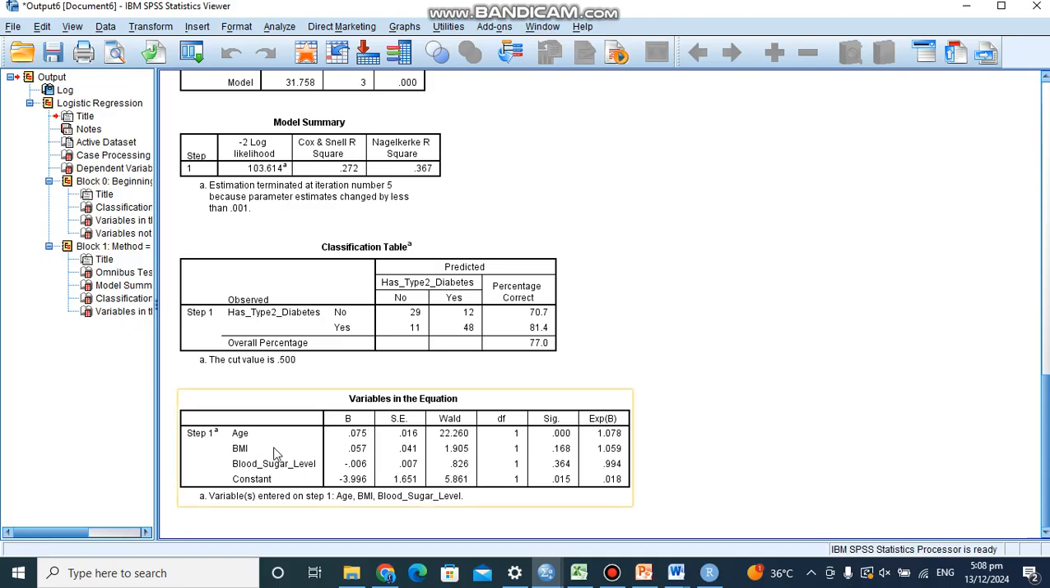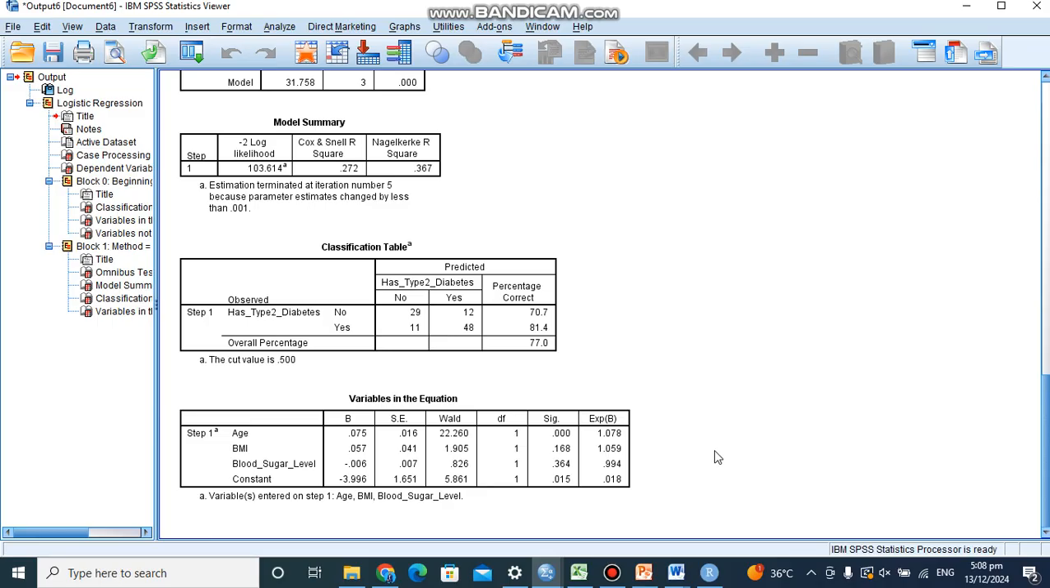Let's quickly go to the body mass index. Here we are having the beta as 0.057, and the p-value here is greater than 0.05. It is not significant. What this is implying is that for every unit increase in body mass index, there is an increased odds of having type 2 diabetes, about 5.7%, and of course it is not statistically significant. So the body mass index may not be a reliable predictor in this model.